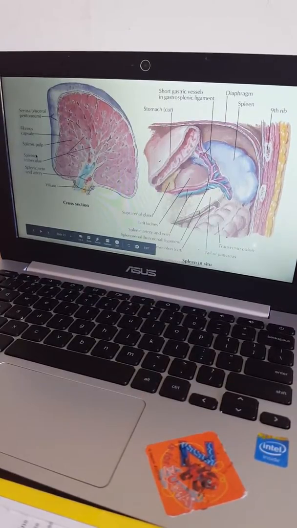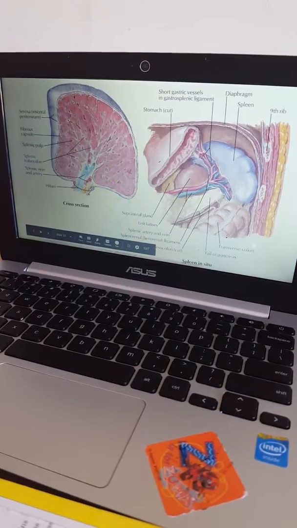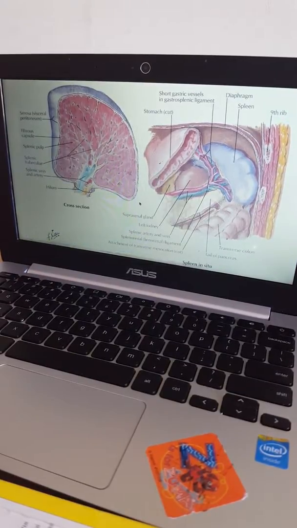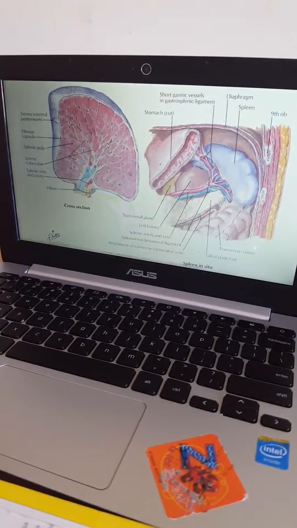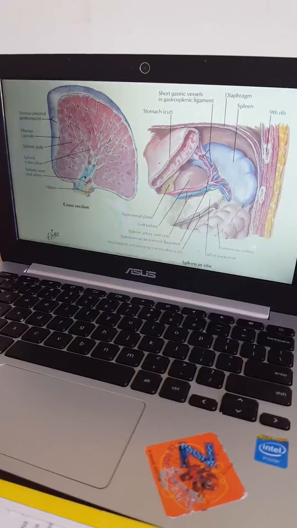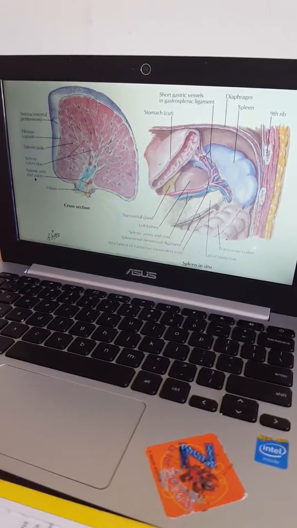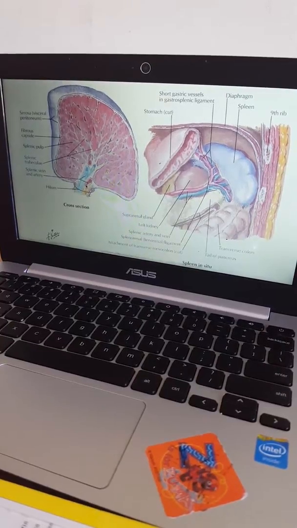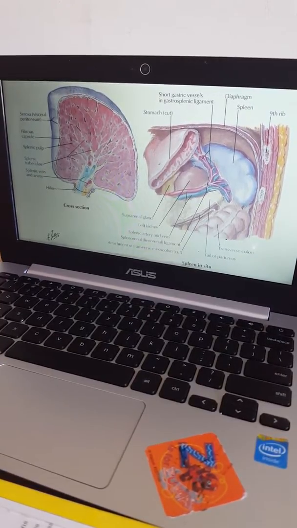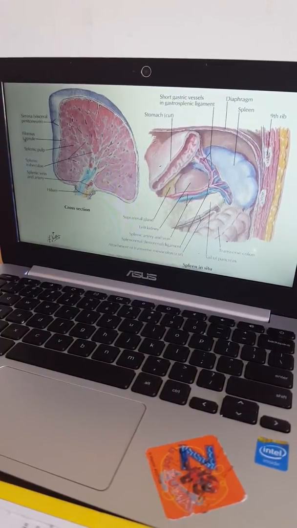Next slide. So you can see the spleen. They were talking about how the whole surface is covered with peritoneum, except the hilum where the vessels enter and exit. So you can see the splenic artery and splenic vein. This is the structure of the spleen, which you will read more about in histology.